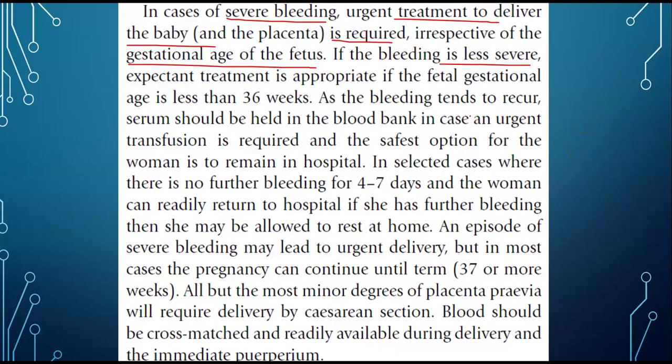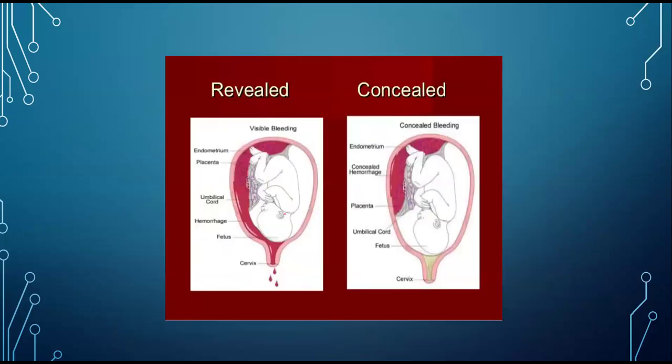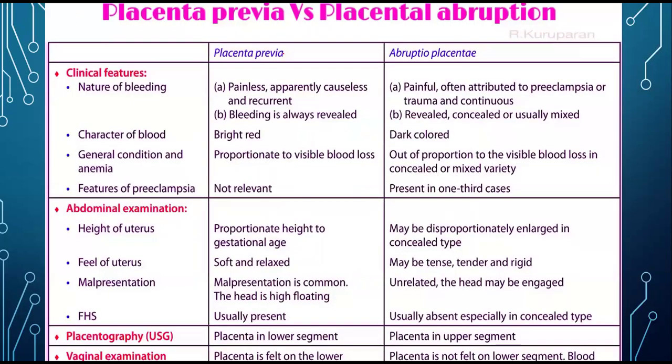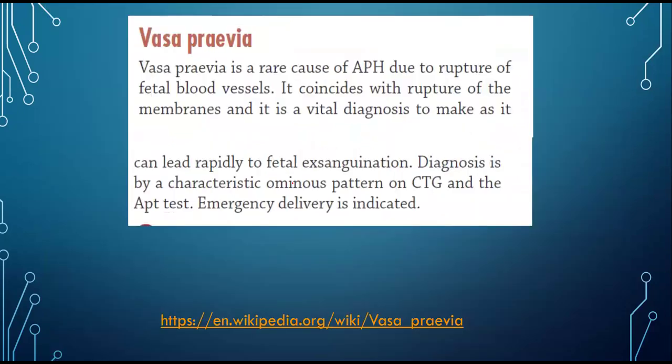If bleeding recurs, then you might need to go for delivery. An episode of severe bleeding may lead to urgent delivery, but in most cases, pregnancy can continue until term. So we try our best to continue until term as long as baby and mother are stable. This is the revealed variety. You can see the PV bleeding, and this is the concealed variety. There is a difference between placenta previa and abruptio placenta given here, but the main one is that placenta previa is painless, abruptio is painful.